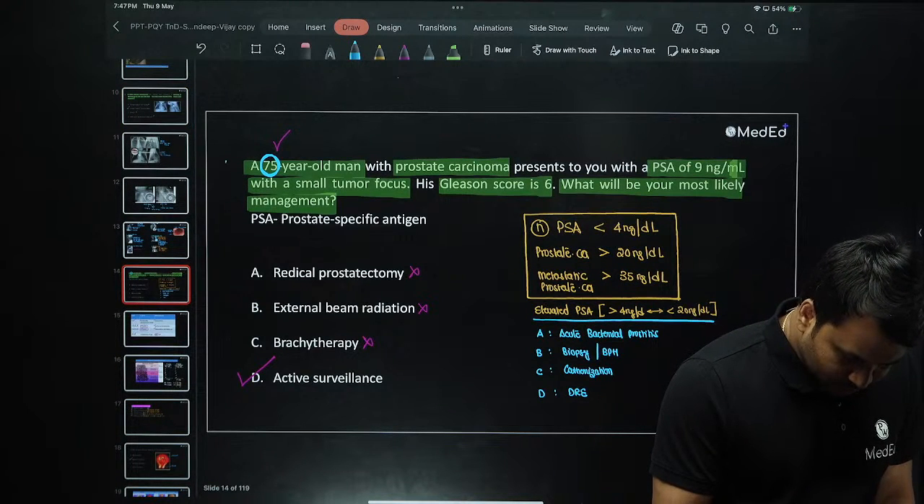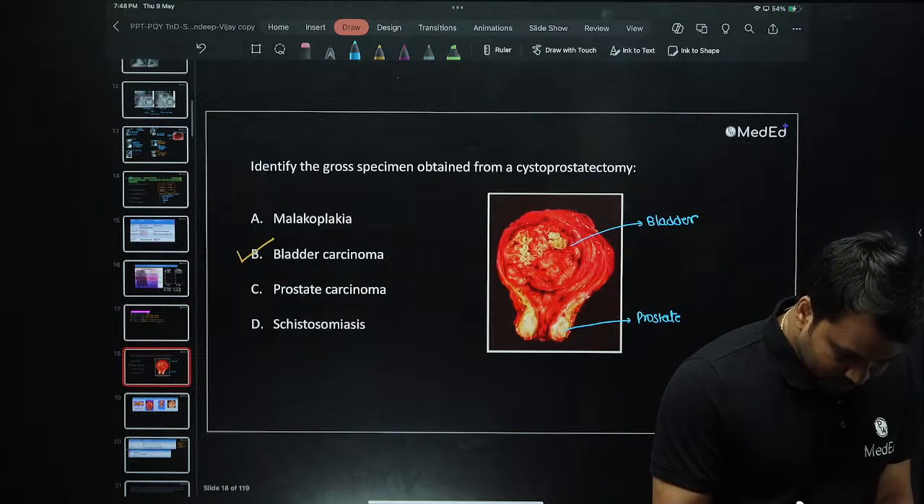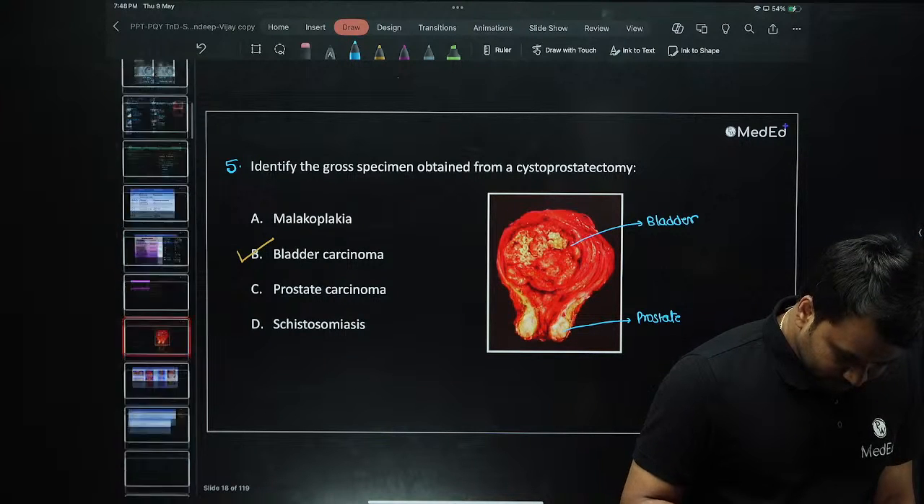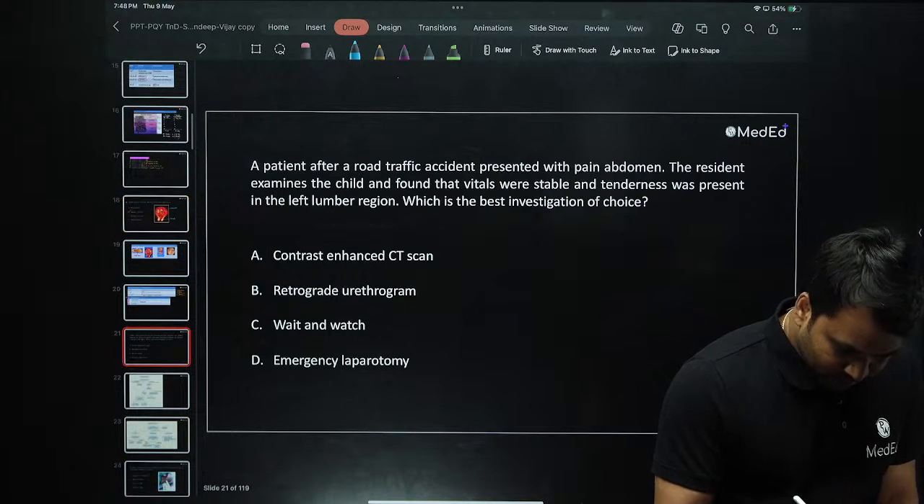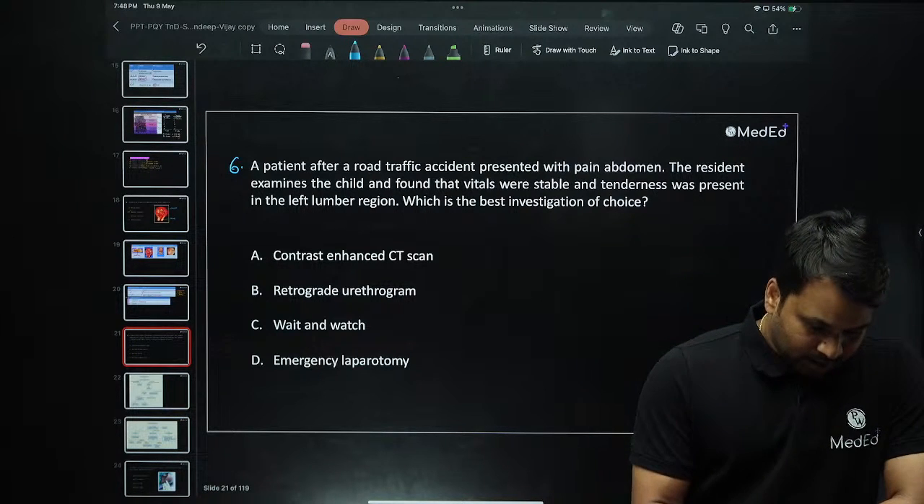This happens to be your question number 4. This is question number 5. And this is going to be question number 6. Now, let's go to question number 6.